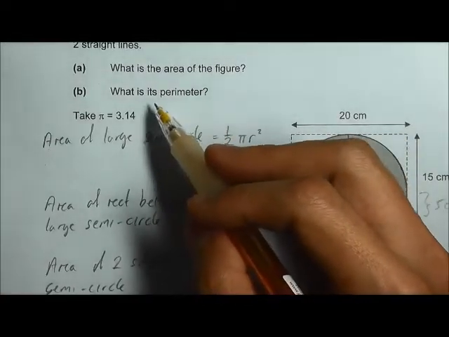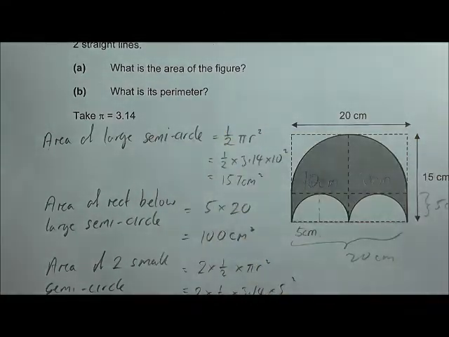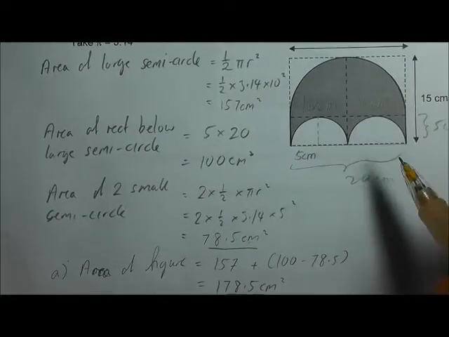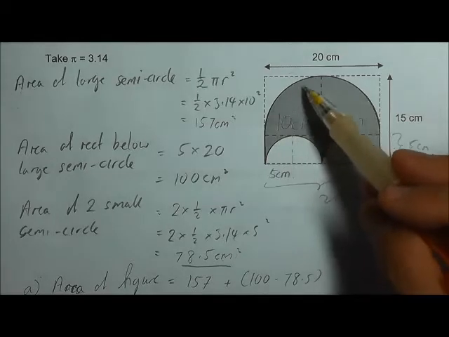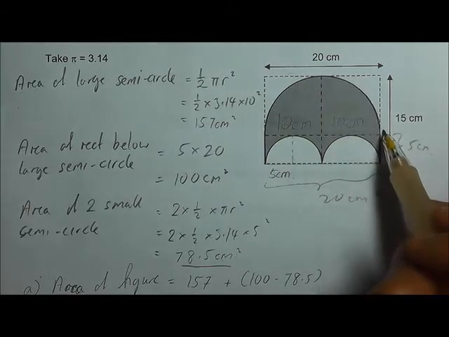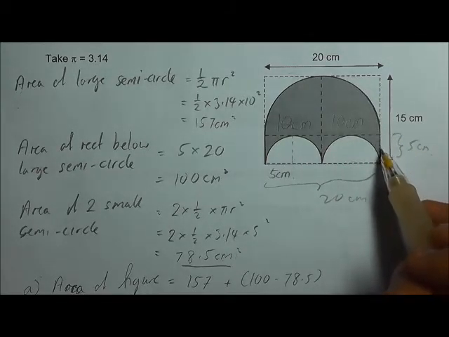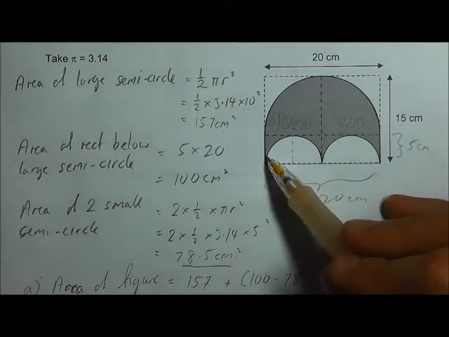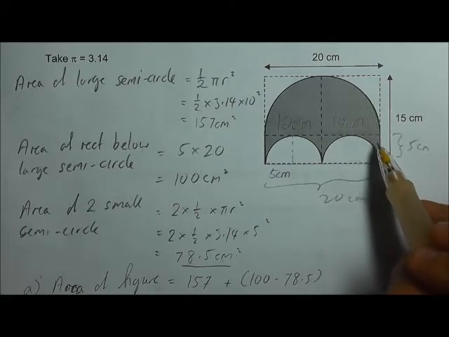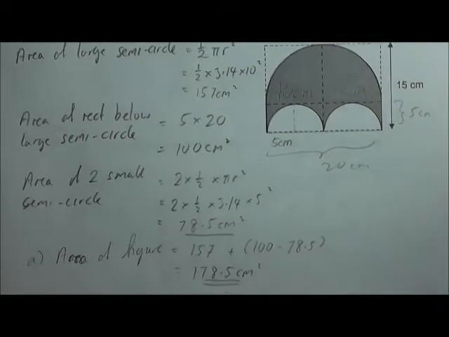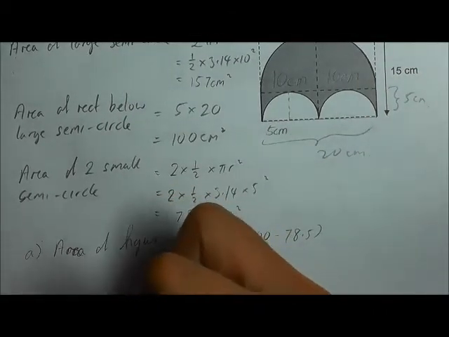Okay, so now we can look at part B. What is its perimeter? So the perimeter will be the arc of this big semicircle followed by the radius 5 cm and the arc of these two semicircles here. Okay, so we can calculate it this way.